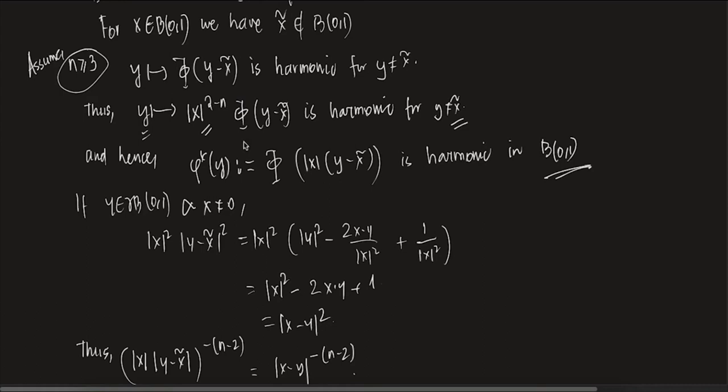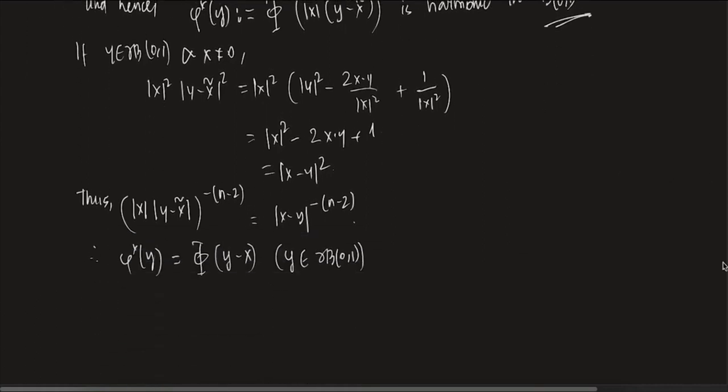So for that I am modifying this by multiplying it by mod x to the power 2 minus n. Once I do this, then for any y on the boundary, you can show that mod x times mod y minus x tilde, whole power n minus 2, is equal to mod x minus y whole to the power n minus 2. For n greater than 2, this is the fundamental solution, right? So phi x of y is basically capital phi, the fundamental solution at y minus x.